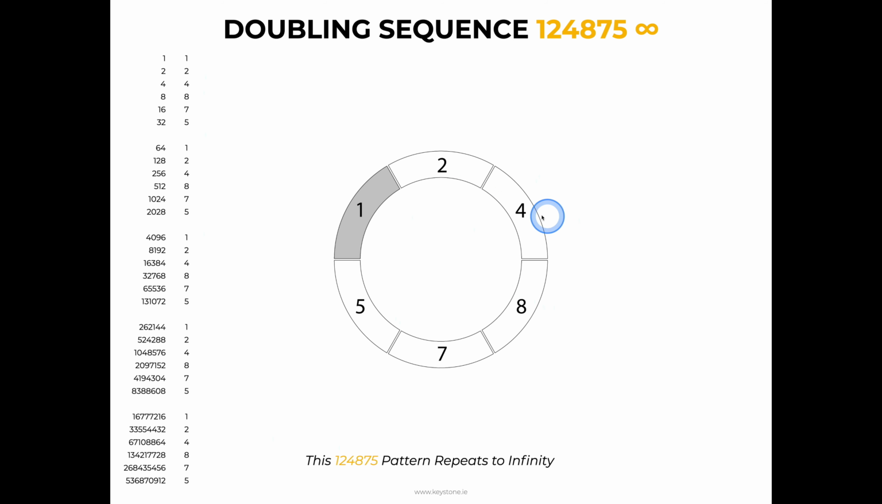If you add these three numbers, you get the opposing one. So 1 plus 2 plus 4 is 7. 5 plus 1 plus 2 is 8. So whatever these three are, will reduce down to this one. Whatever these three are, reduce down to this one. And this pattern spins to infinity.